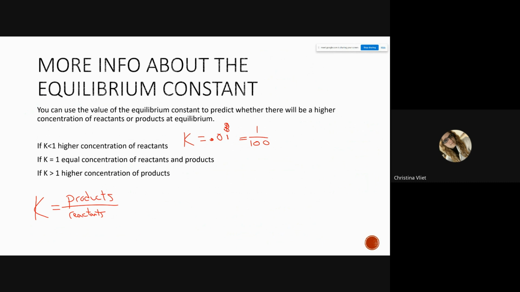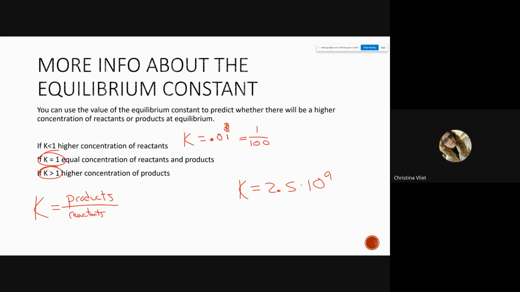If you see exactly equal to 1, this means the amounts are the same. And if you see a number greater than 1, this means at the end of this equilibrium, you will have more products than reactants. So you could literally just look at the number. I can read this and be like, K equals 2.5 times 10 to the 9th. Oh my God, that's a lot of products.